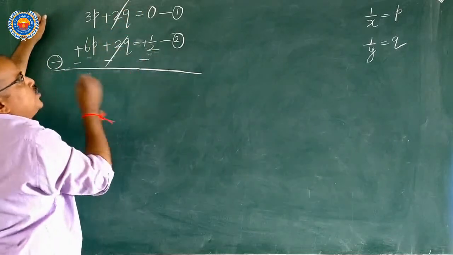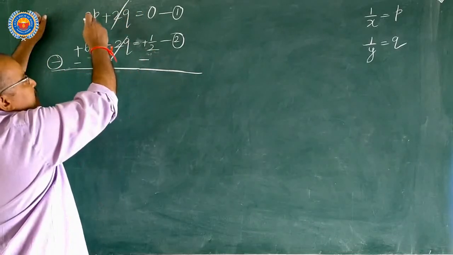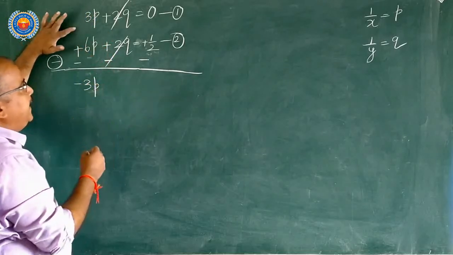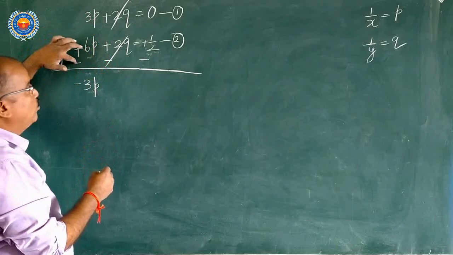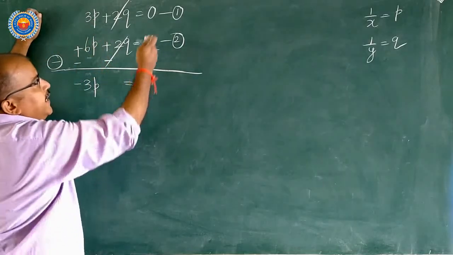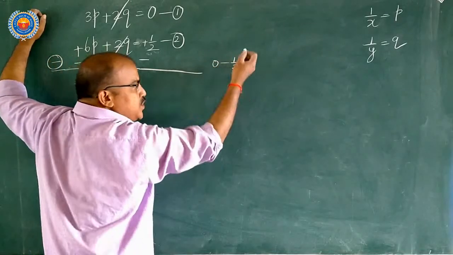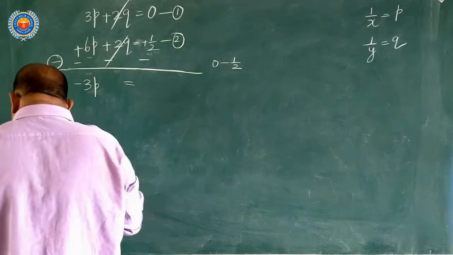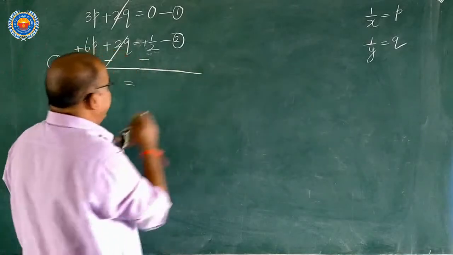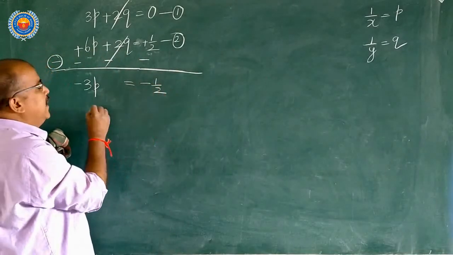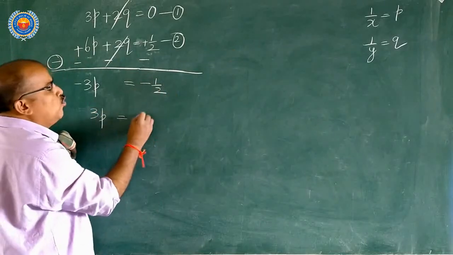2q minus 2q is equal to 0. 3p minus 6p is equal to minus 3p. And 0 minus half is equal to minus half. Now that is nothing but minus 3p is equal to minus 1 by 2.